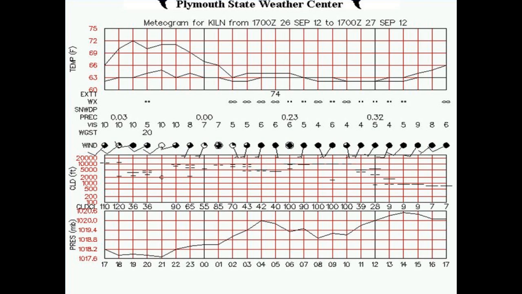Our temperature profile has been actually quite cool. We saw yesterday we had our spike in temperatures around 19Z, and it progressively got colder as the night went on. However, for today, due to the cloud cover and precipitation, we've been holding steady at around 63 degrees Fahrenheit.